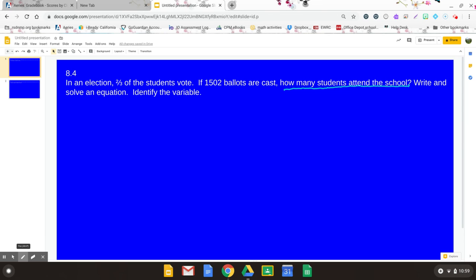They've told us that 2/3 of the students voted, and that 2/3 is equal to 1,502. They're wanting me to write and solve an equation, and they want me to identify the variable. So the variable is what we don't know, and in this case, what we don't know is how many students are attending the school. So I'm going to call that n, and I'm going to say n equals the number of students that attend the school.